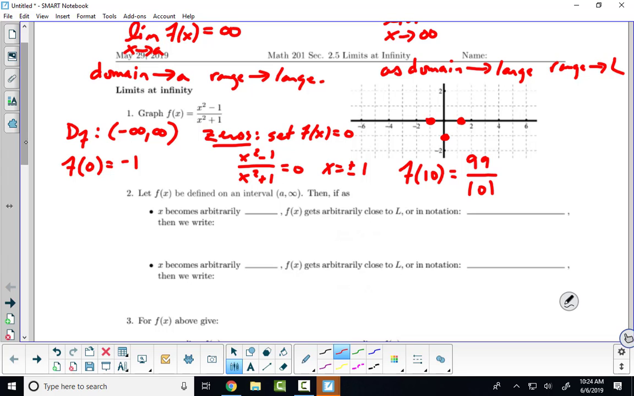What's that number close to? 99 over 101, what's that close to? Close to 1. And in fact, if I plugged in 1,000, I'd get something what? Even closer to 1. Okay? So the graph of this function looks something like this.